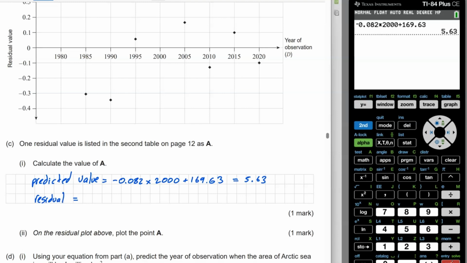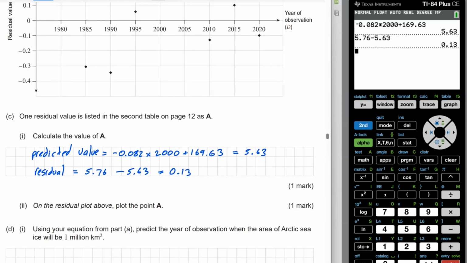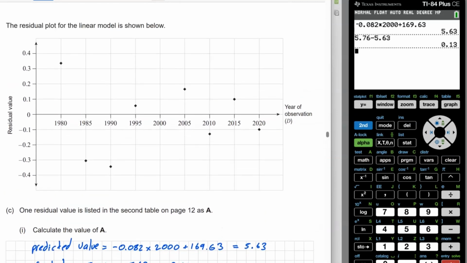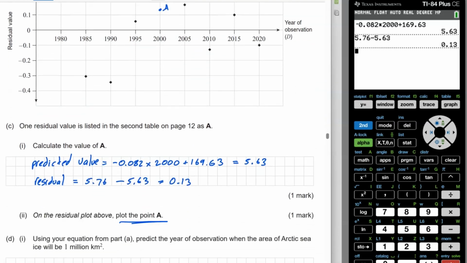Now that's the predicted value, but then to get the residual, that's going to equal our actual value, which from the table is going to be 5.76, and we're going to take away that predicted, so the 5.63. 5.76 take 5.63 is equal to 0.13. And then it says plot the point A, so we're looking for that 0.13 at 2000. So it's going to be just below 0.15, somewhere along that line there. It does say mark it as the point A, so we will put A on the graph.